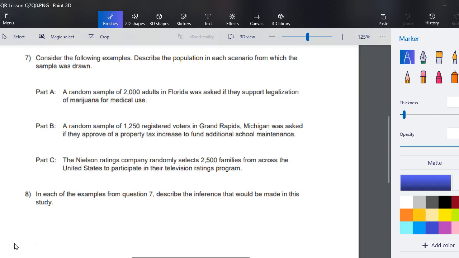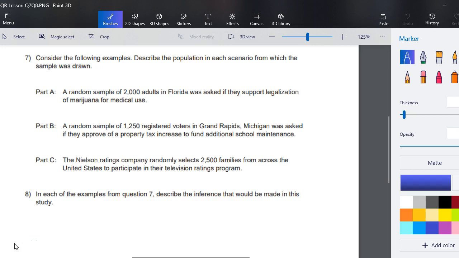This is definitely a place where you want to click on pause and complete question 7. You might want to come back after 7 before going on to question 8, but both of these you need to spend some time in thought alone before listening to the video.